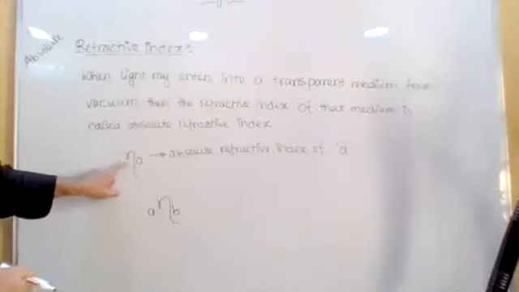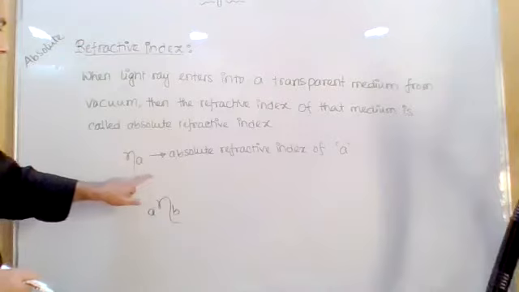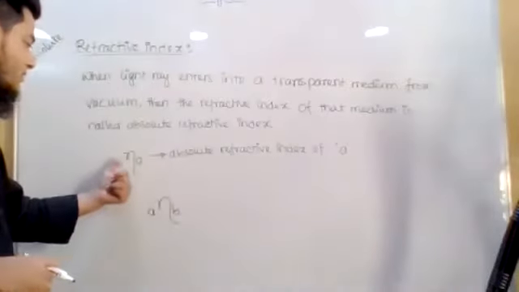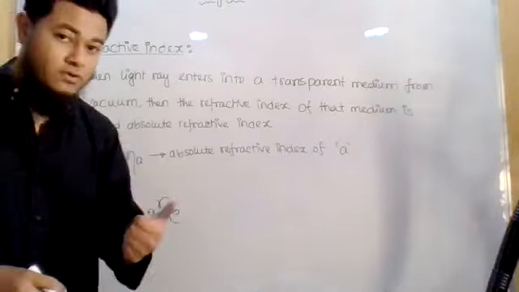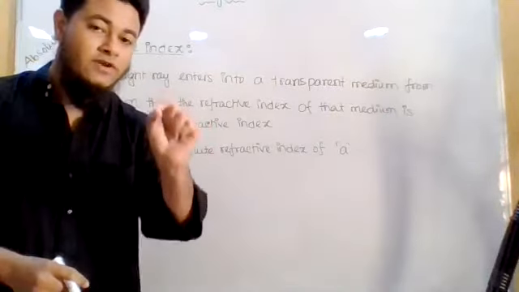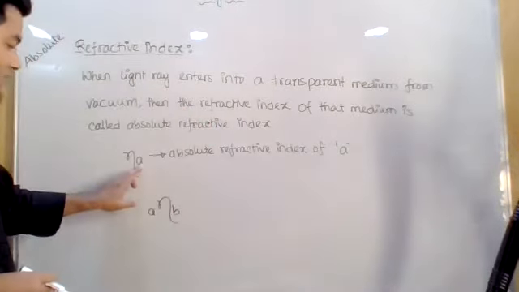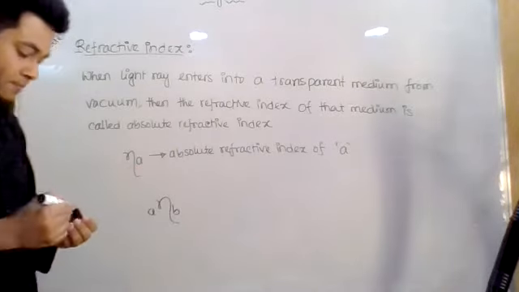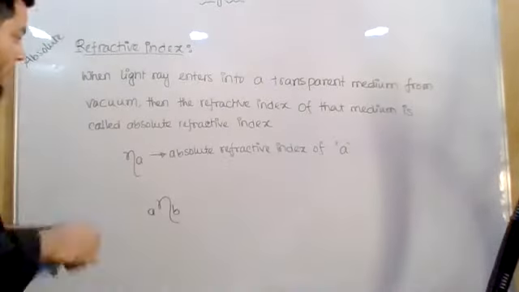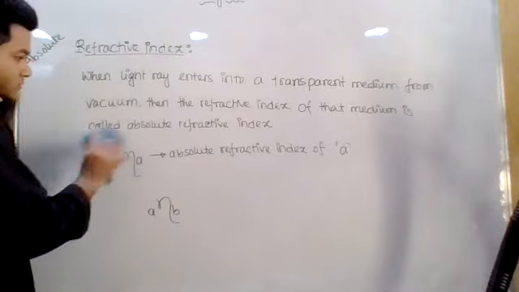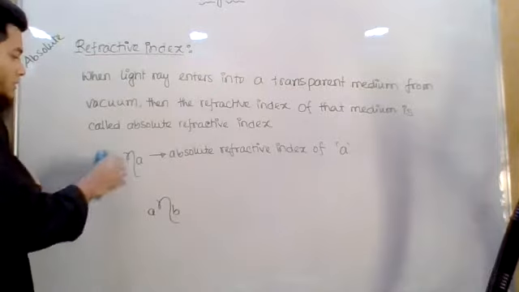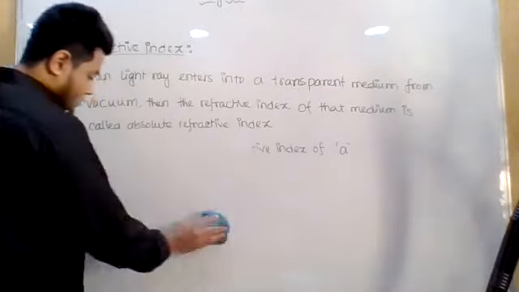So whenever light ray is coming from vacuum, the refractive index that we will get is named as absolute refractive index. So if no medium is written before eta, then you have to understand we are talking about absolute refractive index of the medium that is written after eta, or written as subscript. Clear? Any doubt? No, sir. Yes, okay, sir. So this is absolute refractive index.